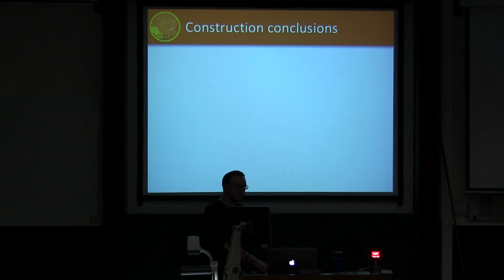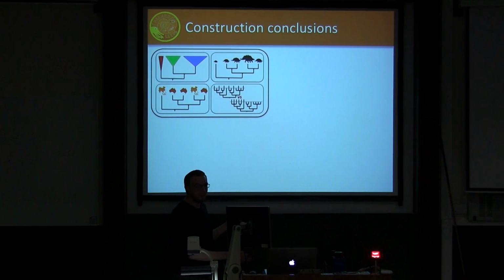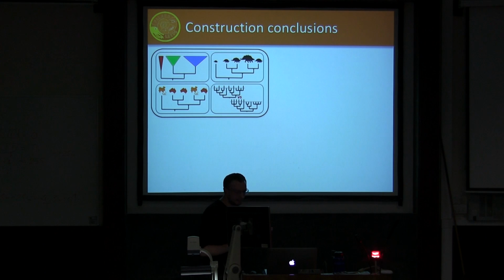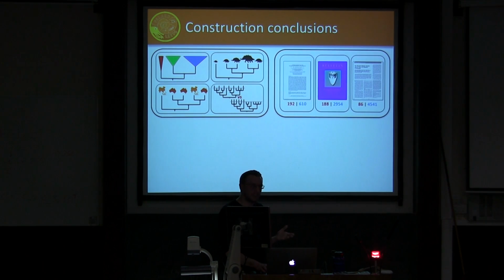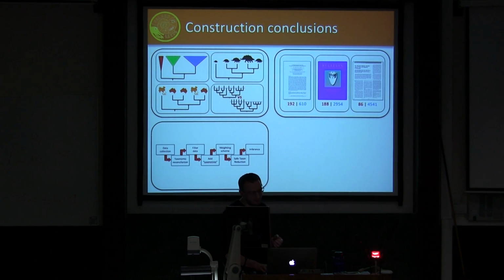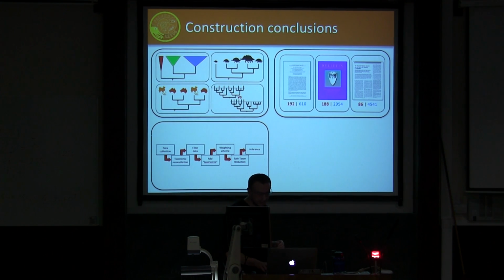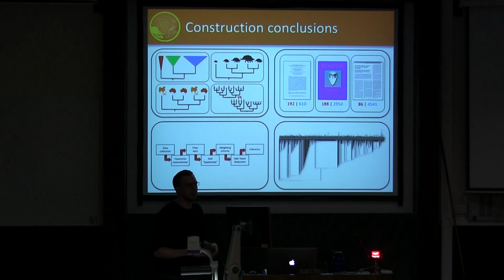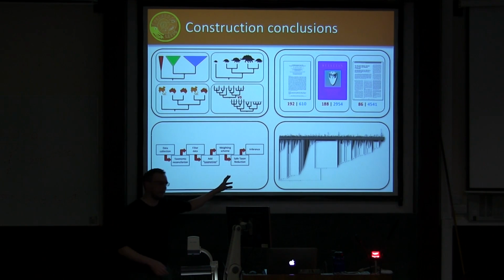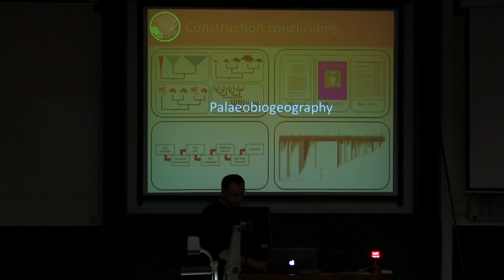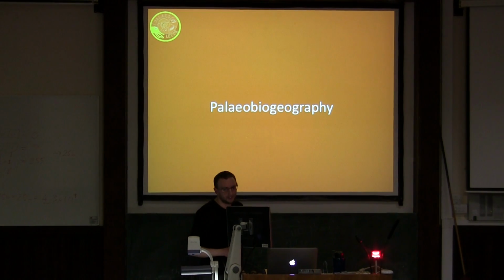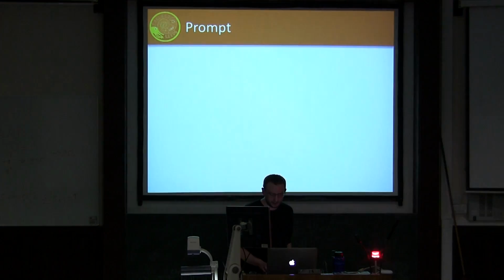So, conclusions for this section of the talk. Basically, we need big trees to ask macroevolutionary questions. Morphology is not going to get it done. I would argue the best thing we have right now is the Metatree pipeline, but obviously I'm biased. And it's already basically yielding trees that we can use for macroevolution. So that's one use. Then I'm going to talk about next palaeobiogeography.